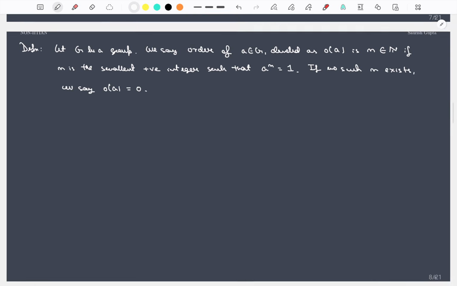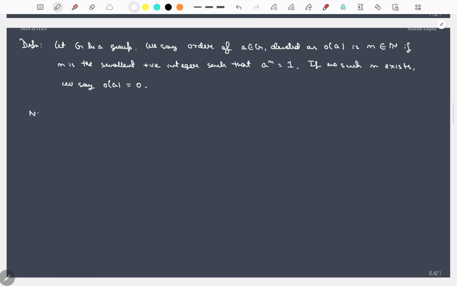Okay, now observe the following. Let G be a group and let A be an element of G such that the order of A is n. Then consider this particular subset of G. This will always be a subset of G, right? Because G is closed under multiplication. So all the elements A squared, A cubed, they are all elements of G. So this is a subset of G, right?